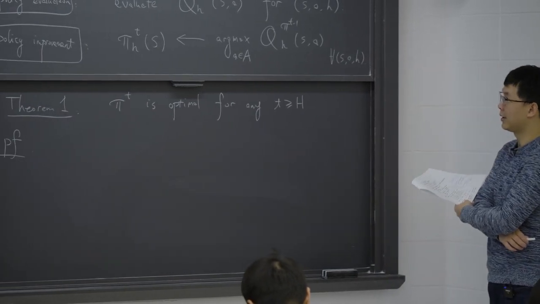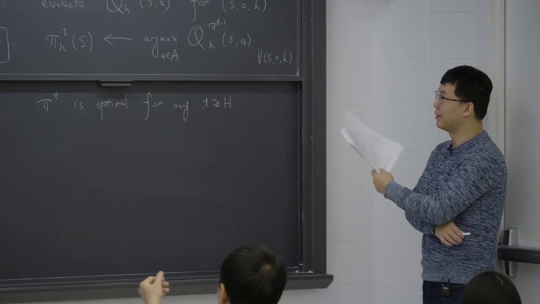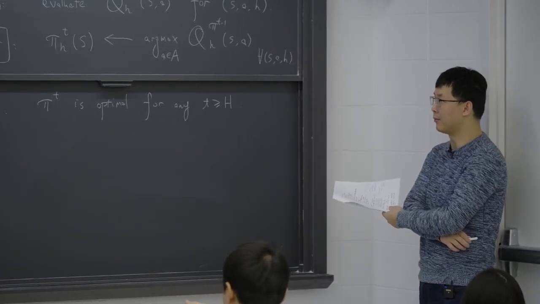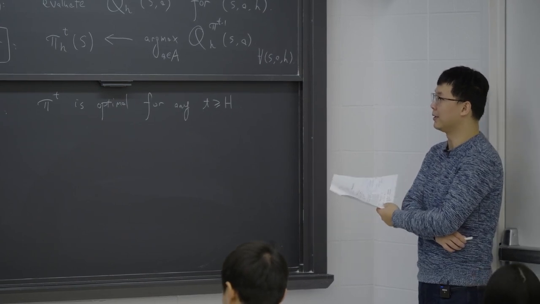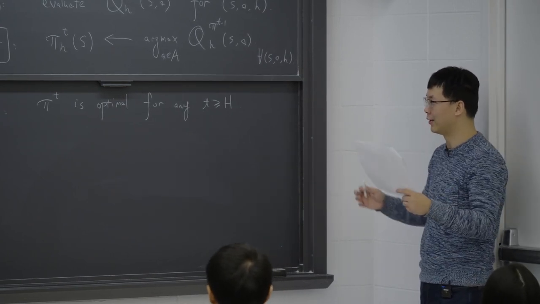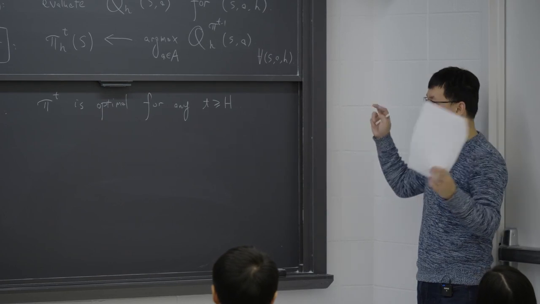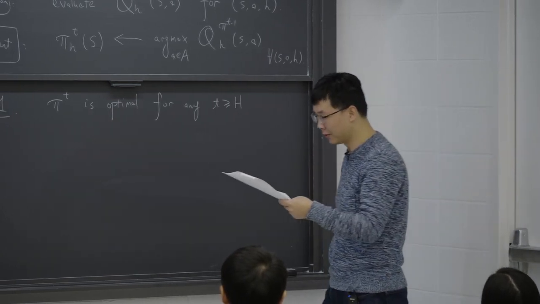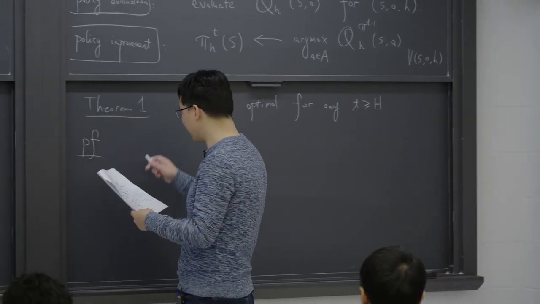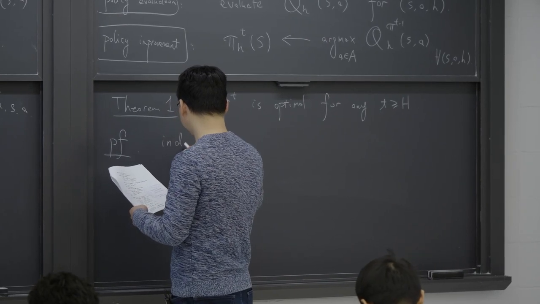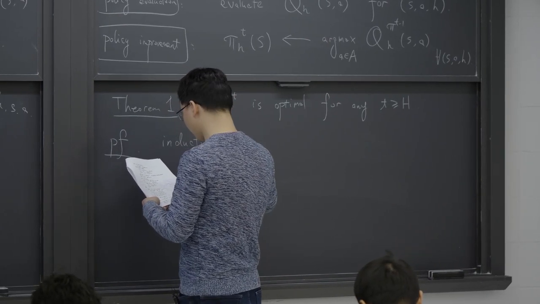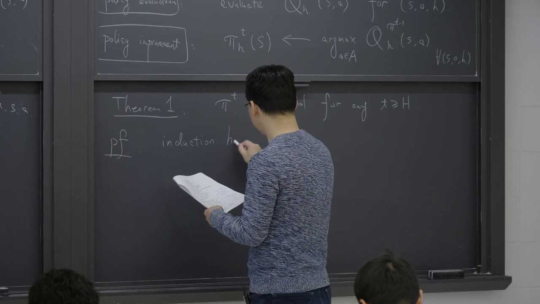Because a lot of algorithms of reinforcement learning and MDPs are based on dynamic programming, a lot of the proofs are also based on induction. You can think of it as the mathematical version of proving something related to dynamic programming. So we'll again do an induction, and we'll use an induction hypothesis.